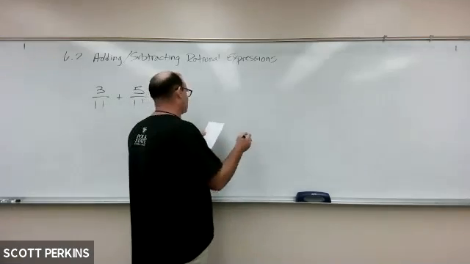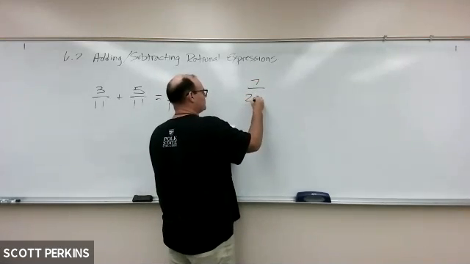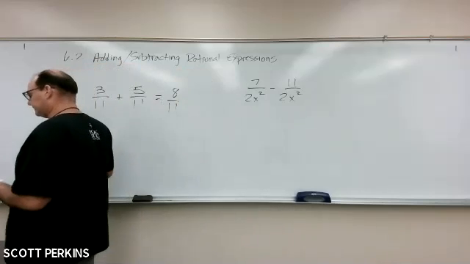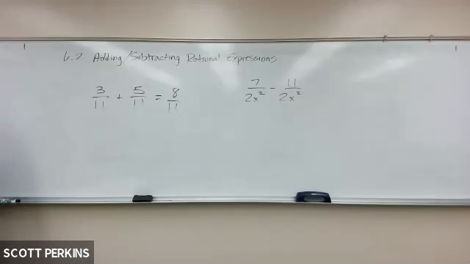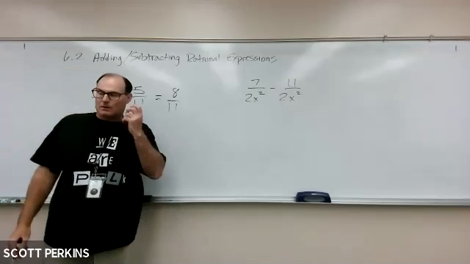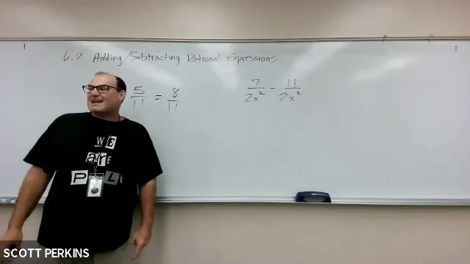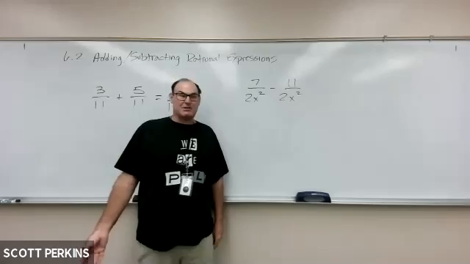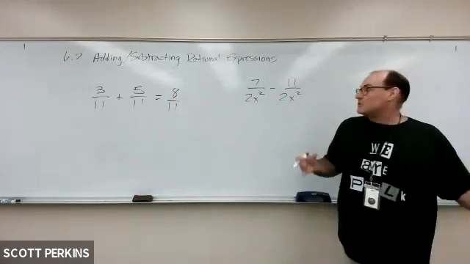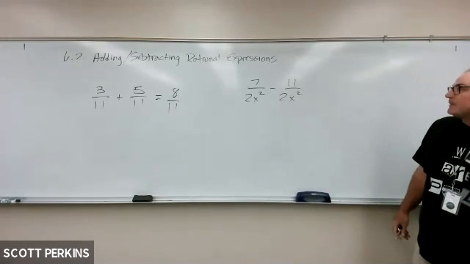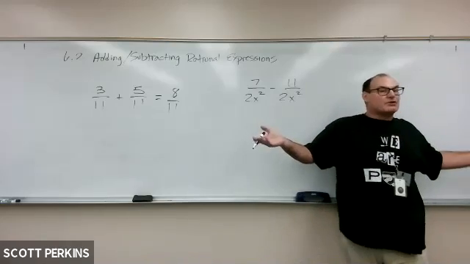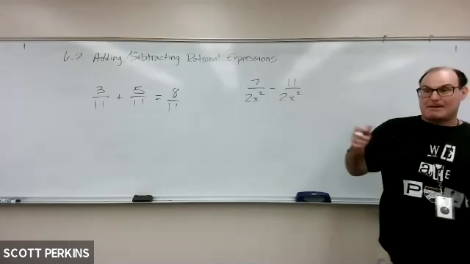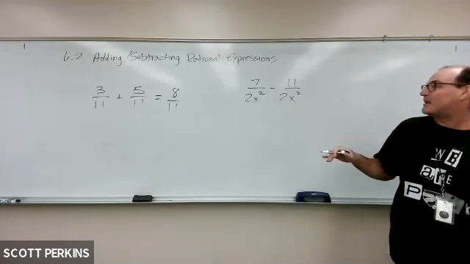So let's say I have 7 over 2x squared minus 11 over 2x squared. Just as an aside, I like working with fractions that have x's in them better than number fractions. I think it's actually a little easier than the arithmetic. That's my personal opinion, so maybe you'll agree, maybe you'll disagree. Question 1: do I have the same denominator? Yes, I do. That's my promise today, that's all we're going to be dealing with is common denominators.